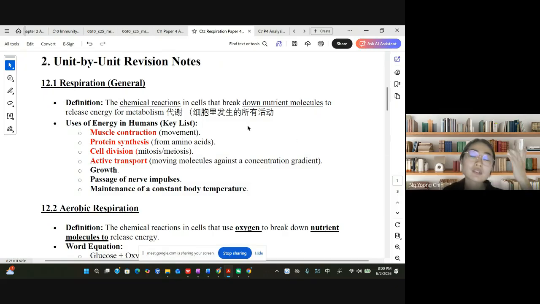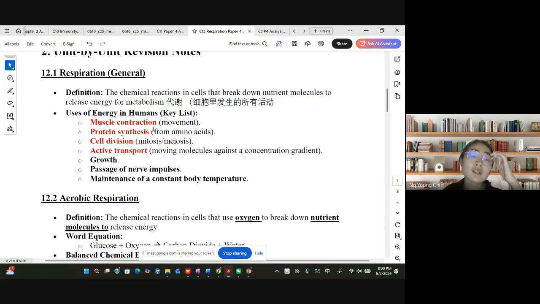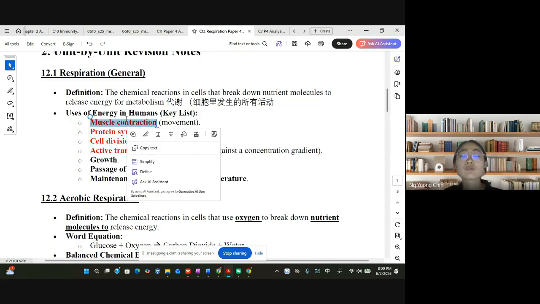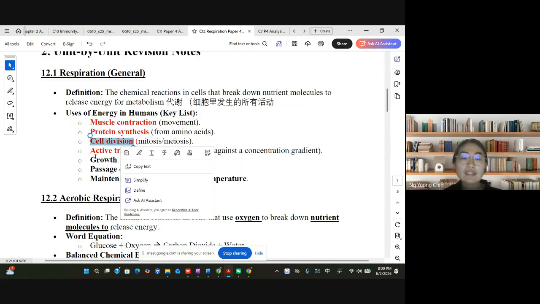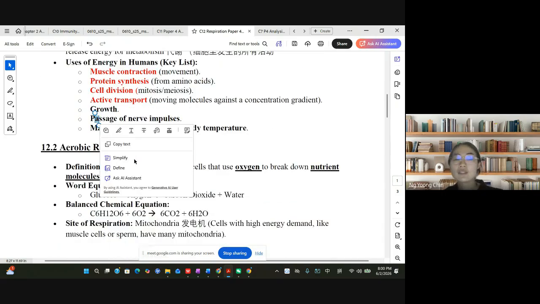And then sometimes in the exam they will ask this one, okay? They will ask about what's the use of energy in the human body. So this is the answer, okay? Muscle contractions, protein synthesis, cell divisions, active transport, growth, yeah, okay?